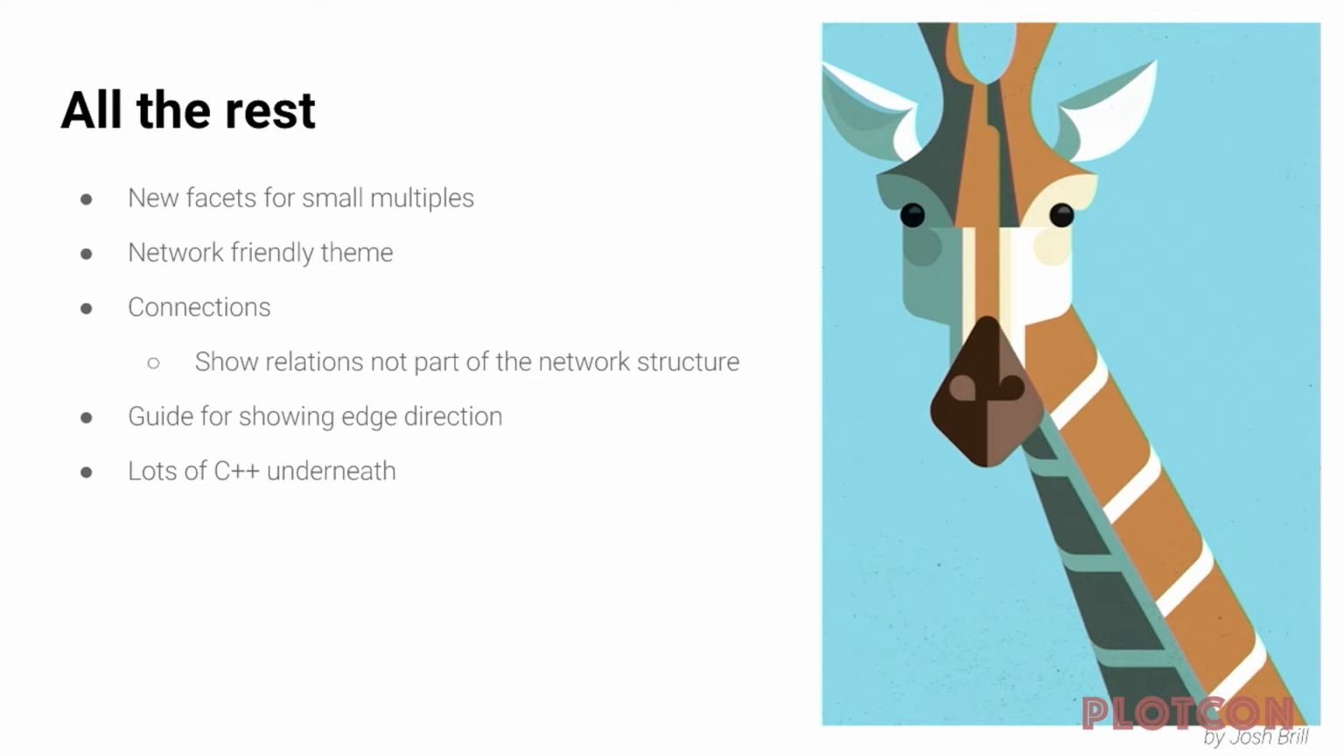There's a lot of different faceting functions for creating small multiples of graphs. There's this network-friendly theme that I talked about. There's also the whole notion of connections. So sometimes you want to show a relationship between nodes that is not part of the network structure. Maybe you don't want this connection to influence the layout in any way, but you're still able to draw it using the connection interface that we have. We have separate guides for showing edge direction, and a lot of this stuff has been implemented in C++ underneath, so it's quite efficient and fast to do, at least the things that I'm in control of.